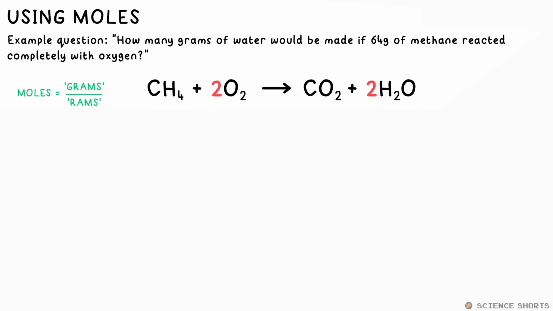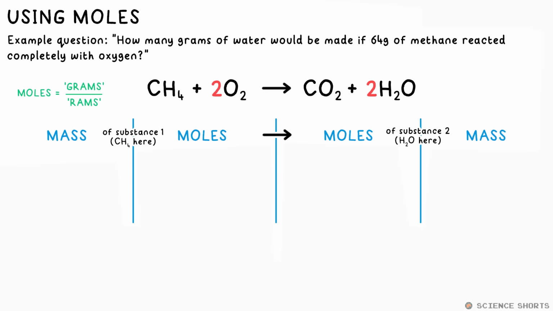We need to get from the mass of one thing to the mass of another, so we use moles as the middleman. The process goes like this: mass, moles, moles, mass. We switch from one substance to the other at the halfway mark. So a mass of 64 grams of methane. How many moles is that? Well, moles equals grams over RAM, so that's 64 divided by 16. That's 4 moles of methane.